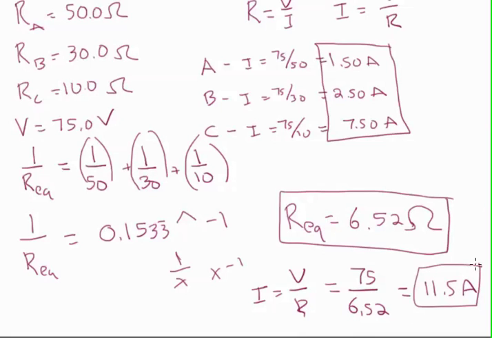Now you can also find this current by summing up all the individual currents. Because remember, in a series circuit you could do that with the voltage. Well, in a parallel circuit you can do that with the current. So if you add all these up, you still get 11.5 amps. So either way you find that answer is fine.